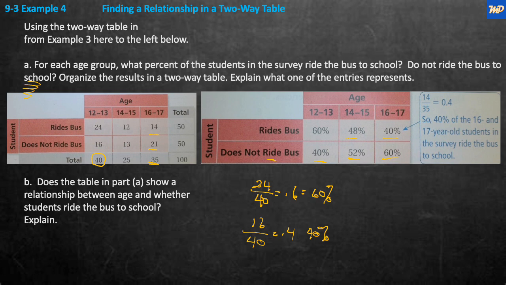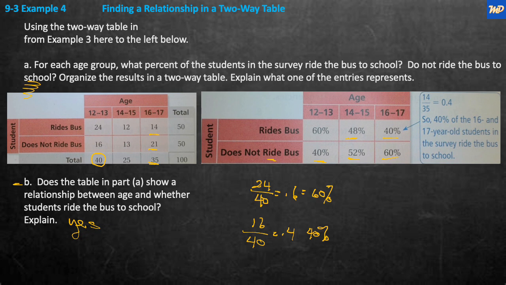So that's very interesting because now we can get some different information out of it. When you look at the numbers, it's hard to pick that out, but when you put it in percentages, you can. Part B says, does the table in part A show a relationship between age and whether the students ride the bus to school? And explain. And yes, it does show a relationship.